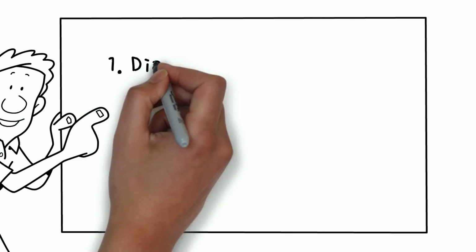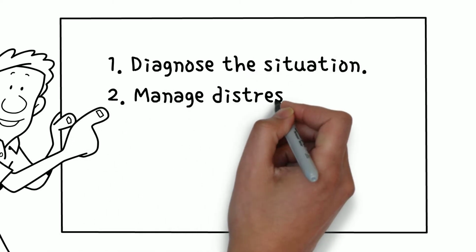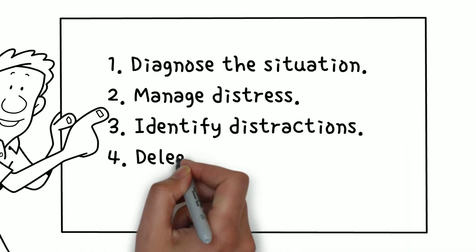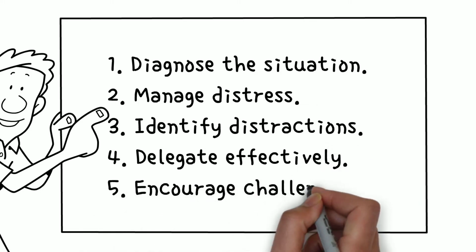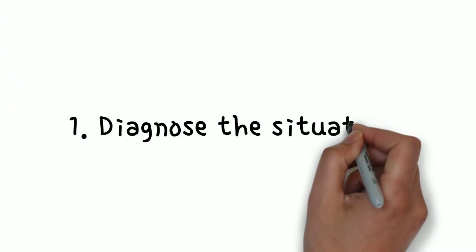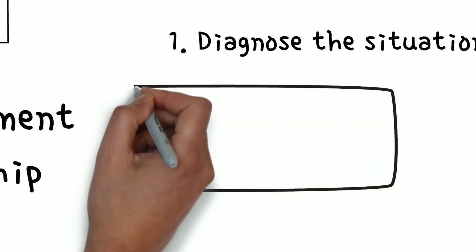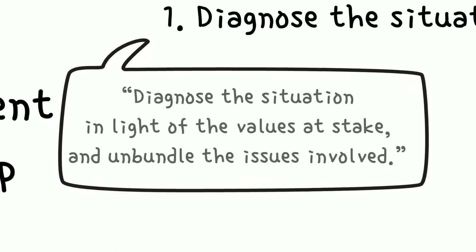These are: 1. Diagnose the situation. 2. Manage distress. 3. Identify distractions. 4. Delegate effectively. And 5. Encourage challenge. So let's look at each of these in more detail. 1. Diagnose the situation. The first step is problem diagnosis and understanding the situation. In the words of Heifetz, diagnose the situation in light of the values at stake and unbundle the issues involved.